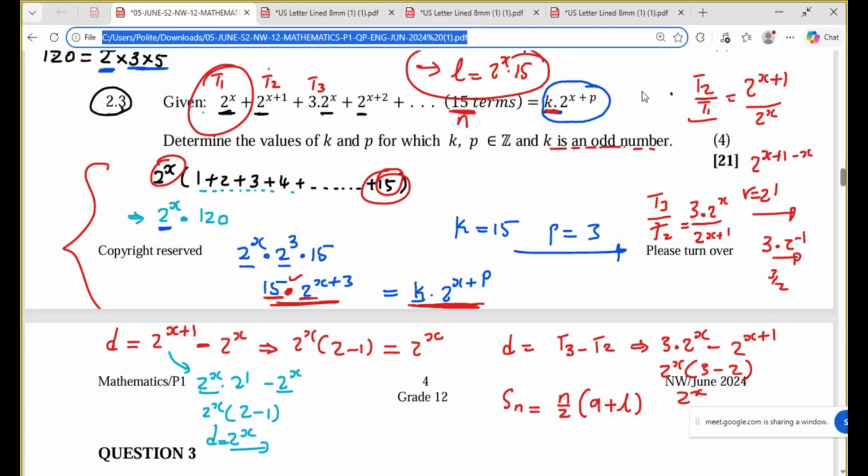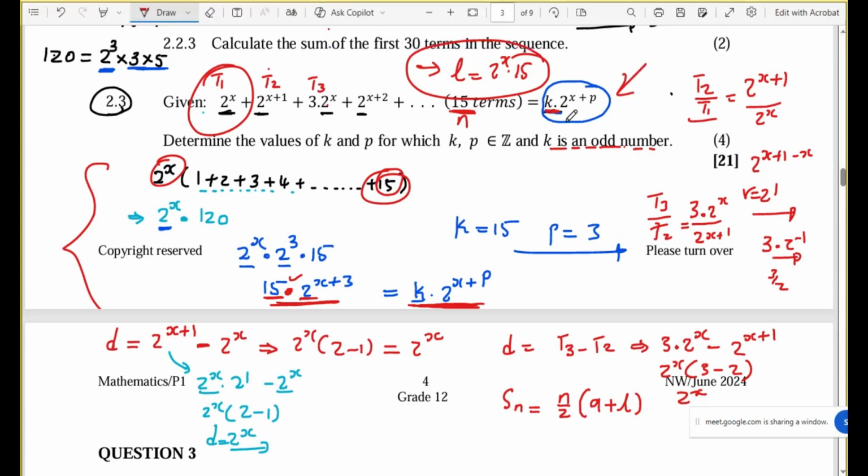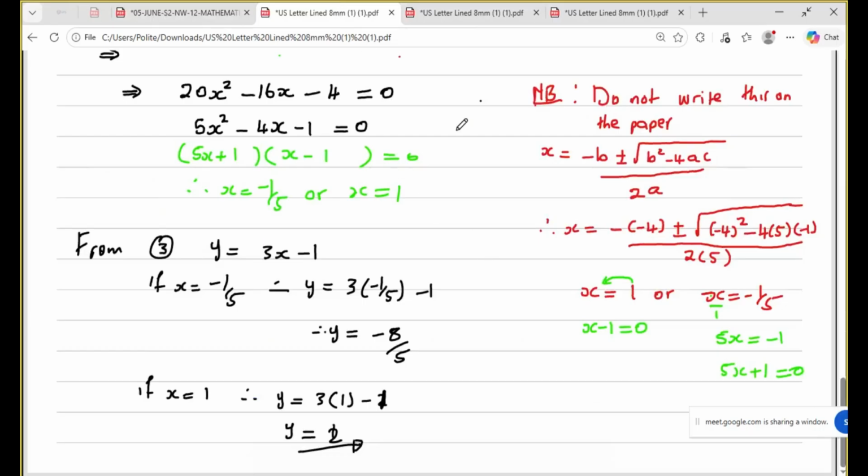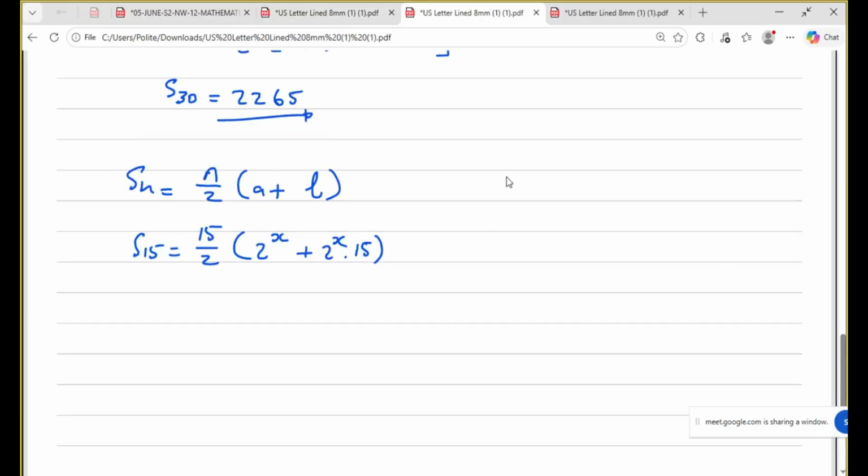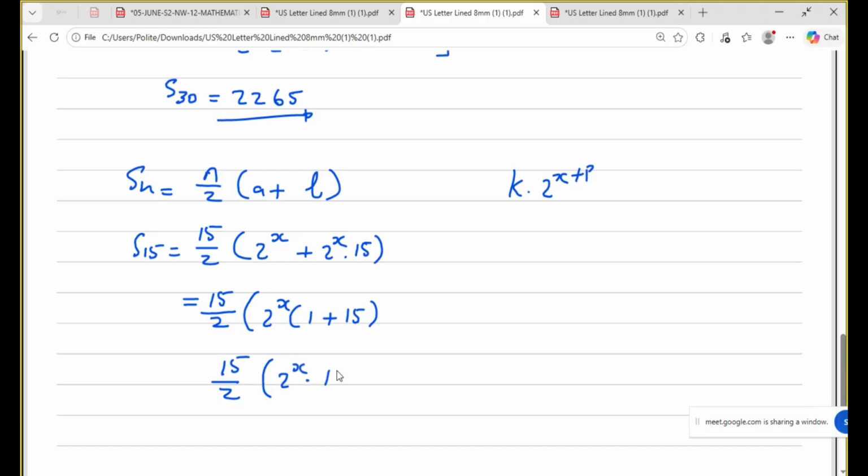Then we just have to solve and put this in the form of k times 2 to the x plus p. When we solve this, we need to put it in the form of k times 2 to the x plus p. Let's try and solve this thing. So now, let's work this thing out. I still have 15 over 2. And then this side, I'm going to take 2 to the x out as a common factor. I'm left with 1 plus 15. Then this will be 15 over 2 into 2 to the x times 16.